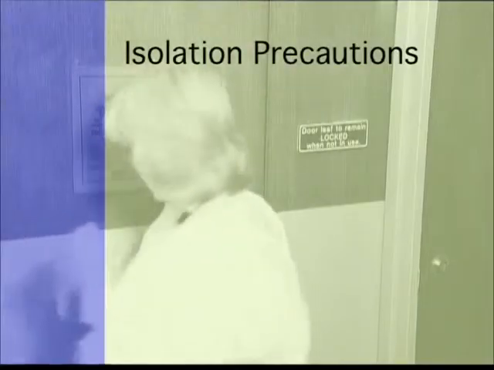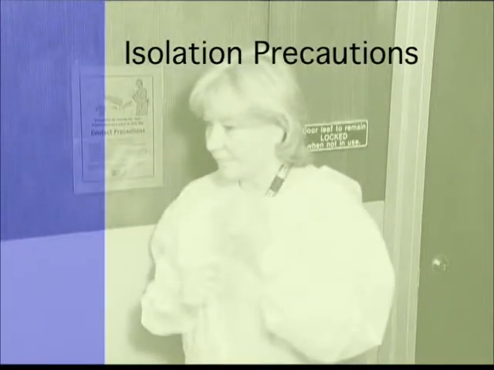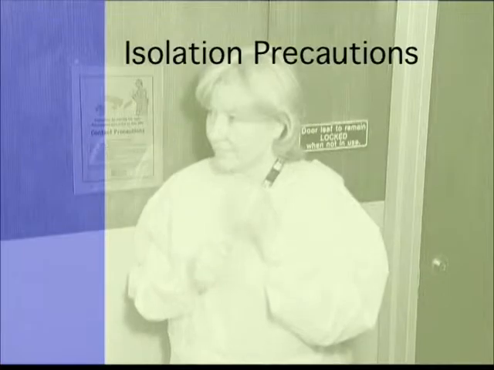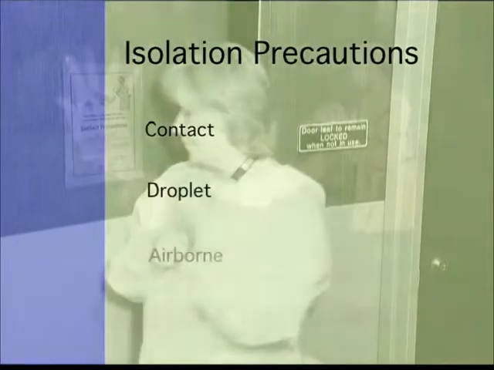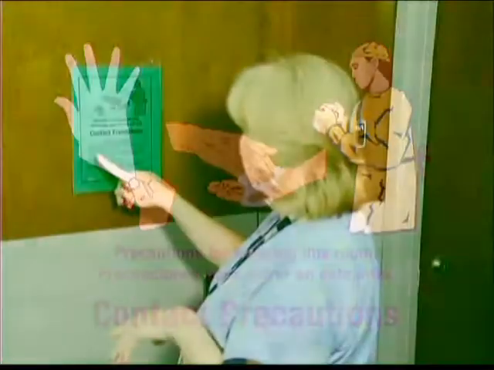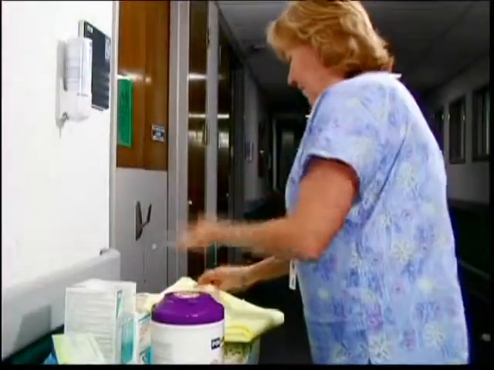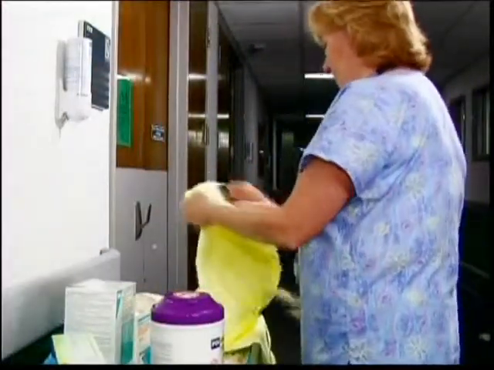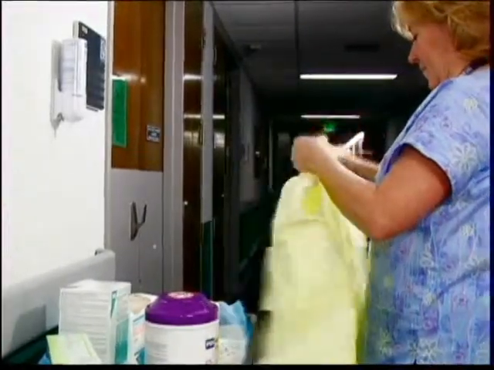In addition to standard precautions, patients suspected of having certain pathogens should be isolated based on how the pathogen transmits. There are three isolation precautions used in hospitals: contact, droplet, and airborne. Contact isolation. The patient's room should be a private room if possible. When private rooms are not available, place the patient with another patient infected with the same microorganism but with no other infection. This is called cohorting.